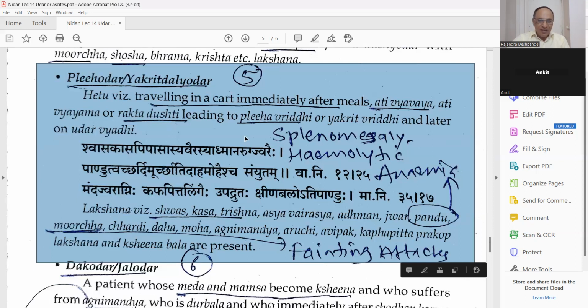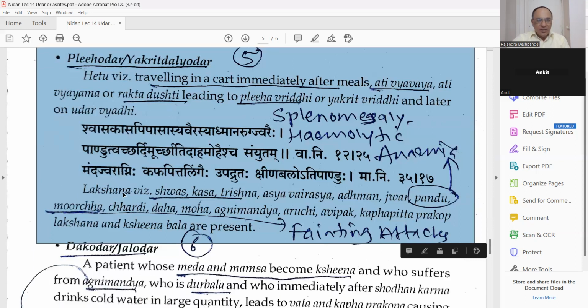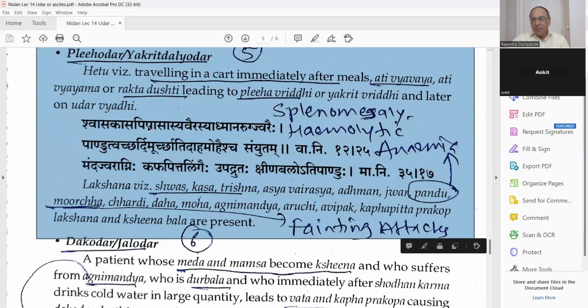Okay, next. What are the symptoms? Lakshanas: Shwasa, Kasa, Pipasa. Can you see? Shwasa, breathlessness. Kasa, cough. Trishna, excessive dryness in the palate and throat. Then Pandu, this is most important. Splenomegaly is related with hemolytic anemia. Then there will be Murcha, giddiness, Chardi, then Daha, Moha, and Agnimandya. Don't forget to write down Agnimandya everywhere. Because of the anemic condition, the patient can get little fainting attacks.